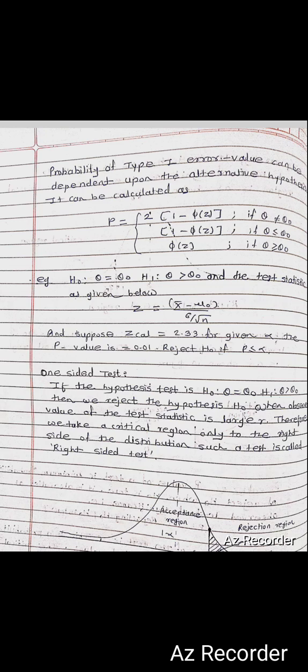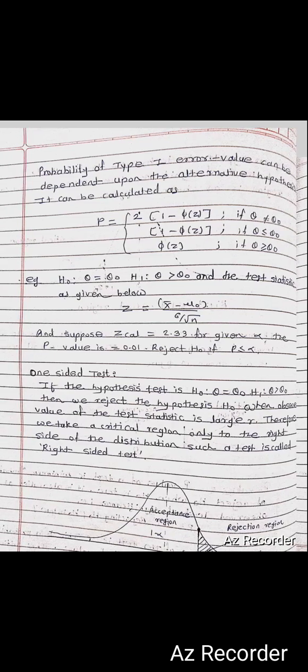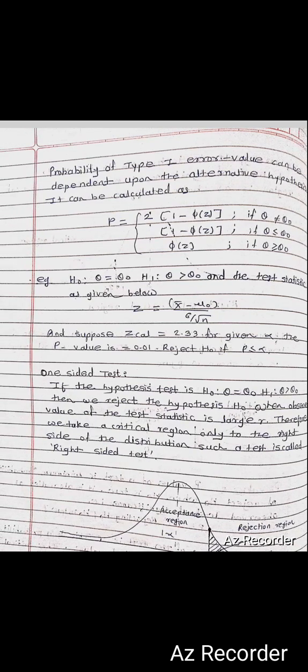These are all the types of alternative hypothesis, that is theta is not equal to theta naught, theta is less than or equal to theta naught, theta is greater than or equal to theta naught. For example, if H0 is theta equal to theta naught versus H1 is theta greater than theta naught, and the test statistic is given by z equals x bar minus mu naught divided by sigma upon square root n, and suppose z calculated is 2.33, for given alpha the p value is 0.01. Reject H0 if p is less than or equal to alpha. We reject H0 if the p value is less than or equal to alpha.